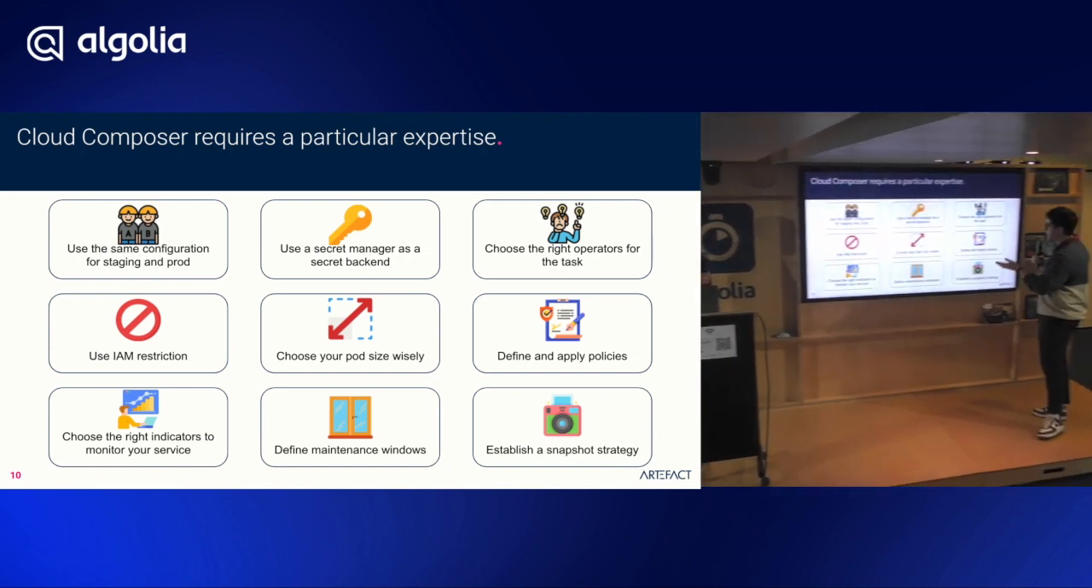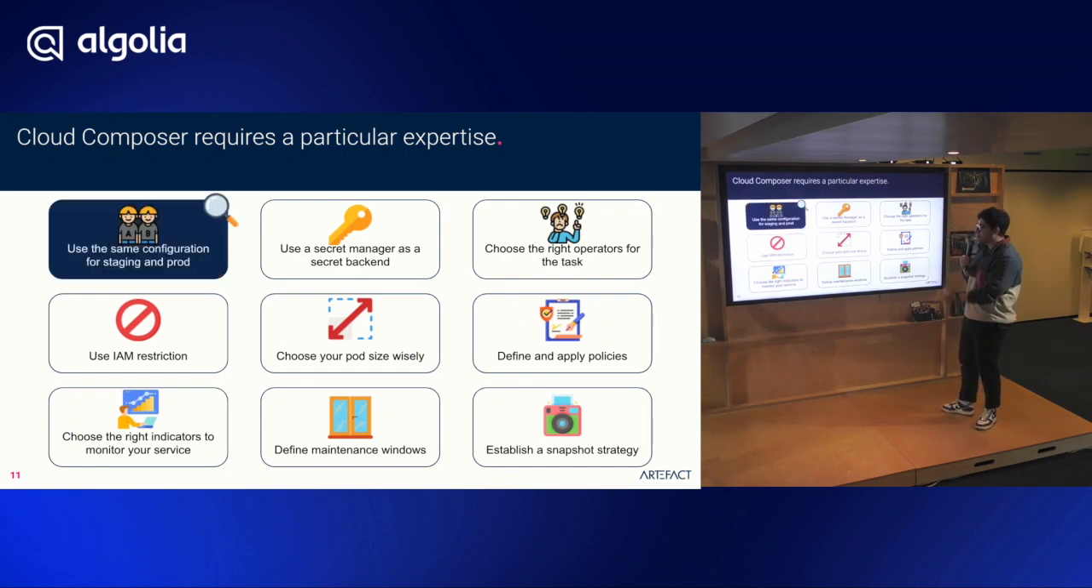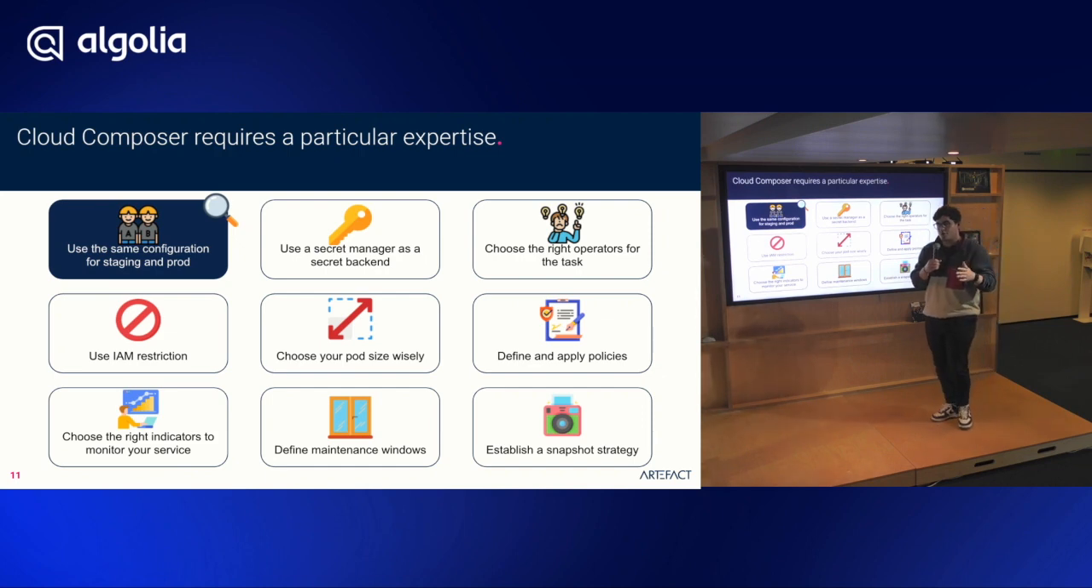So these are the 9 subjects that we're going to tackle briefly today. The first one might seem obvious, but use the same configuration for staging and production. We had one Composer environment per environment: one for dev, one for staging, one for prod. And we decided to have the exact same one for staging and production. What we mean by that is the exact same number of workers, same number of schedulers and everything, because we wanted to find issues before they arrive in production.